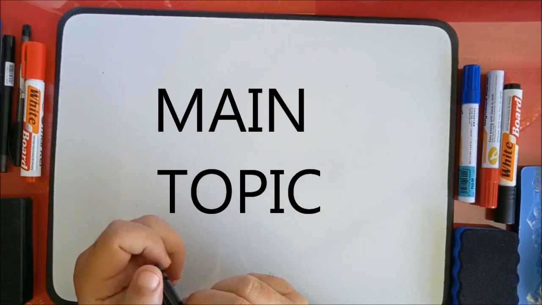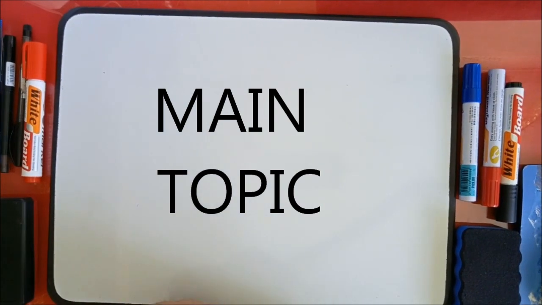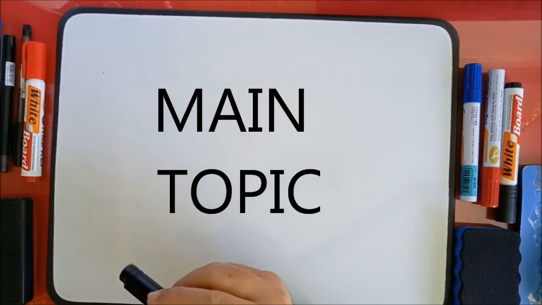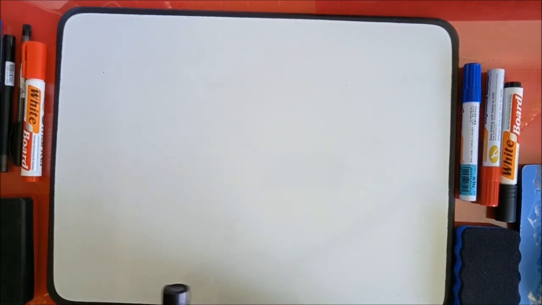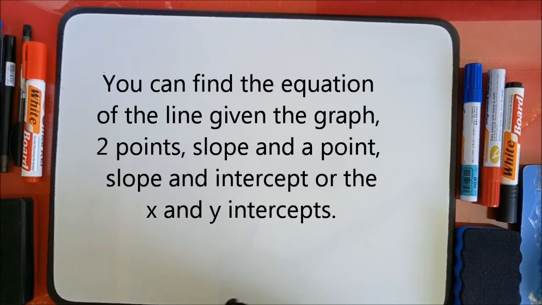Now, let us proceed. This is our main topic. What we did earlier was a review of our previous lesson. Here now is our main topic. You can find the equation of the line given the graph, 2 points, slope and a point, slope and intercept, or the x and y intercepts.